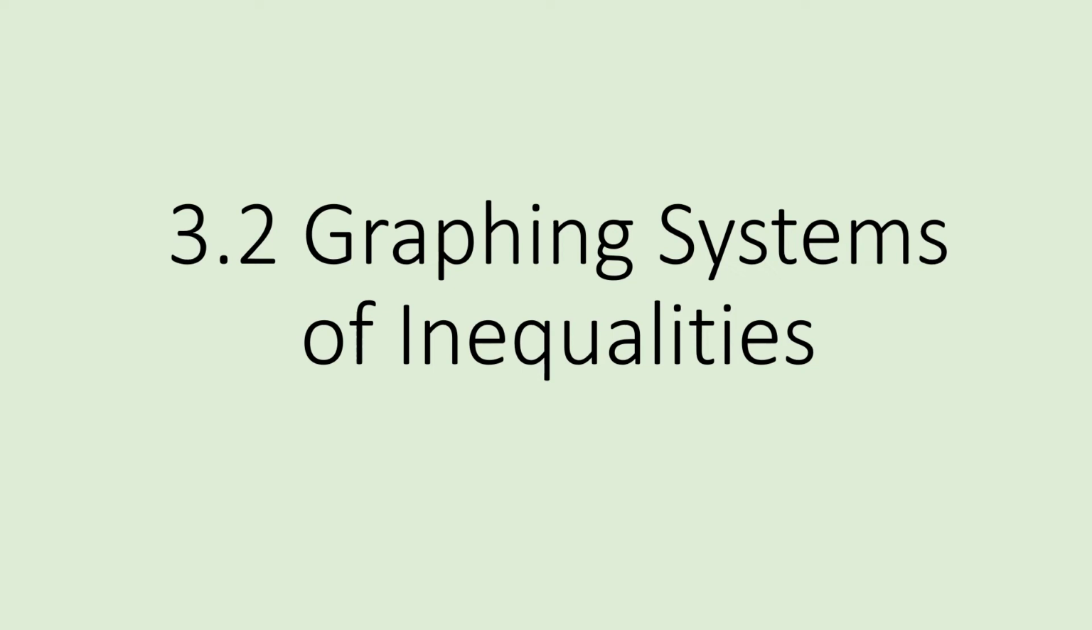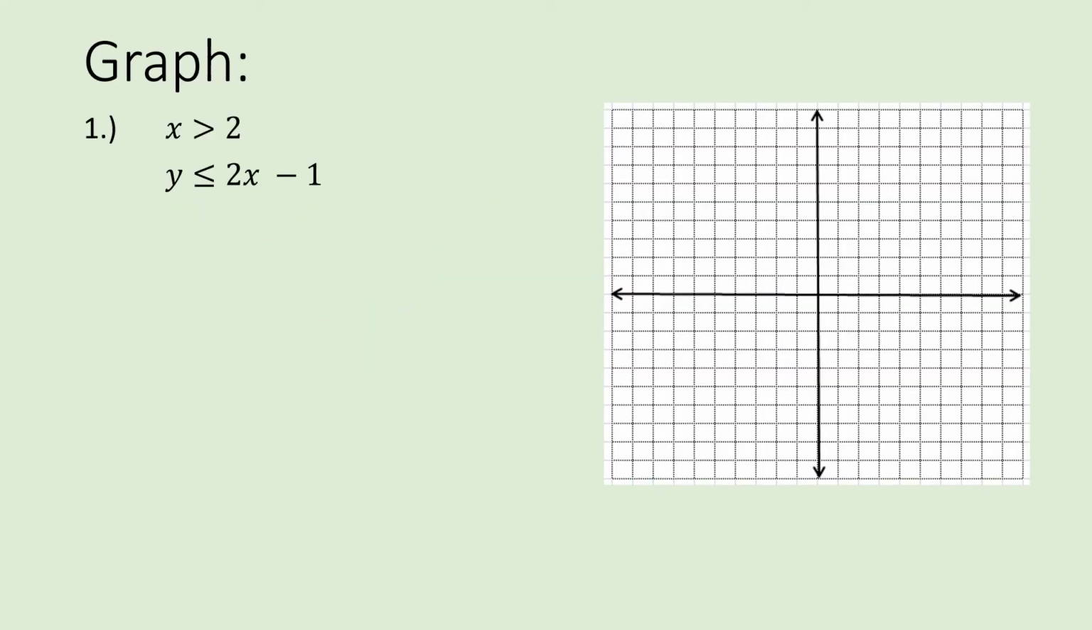Section 3.2, this is really the same material as the first part of section 3.1 where we're graphing equations as a system, but in this case they're going to be inequalities. So instead of equal signs, we have inequality signs. We're going to graph them, and the thing that these graphs are going to have that the other ones didn't is shading.